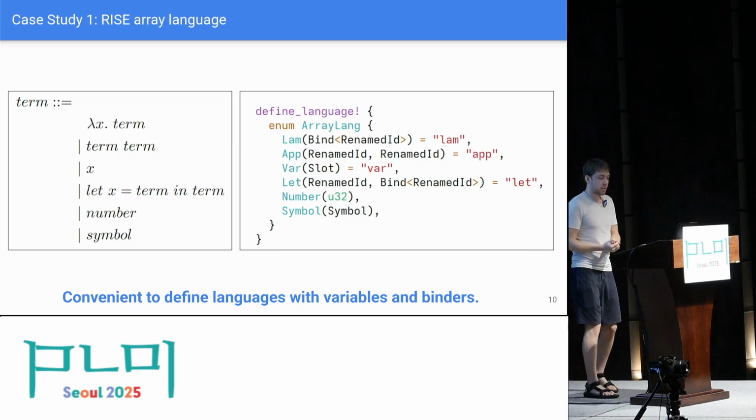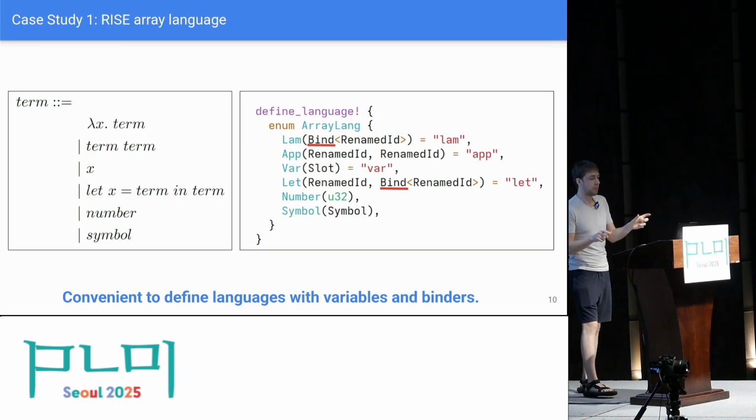One thing to point out is that we have a special bind thing to say when you want to actually introduce a binder. But otherwise, this is very similar to what egg is doing, and not much new, but it's quite convenient to define binders.